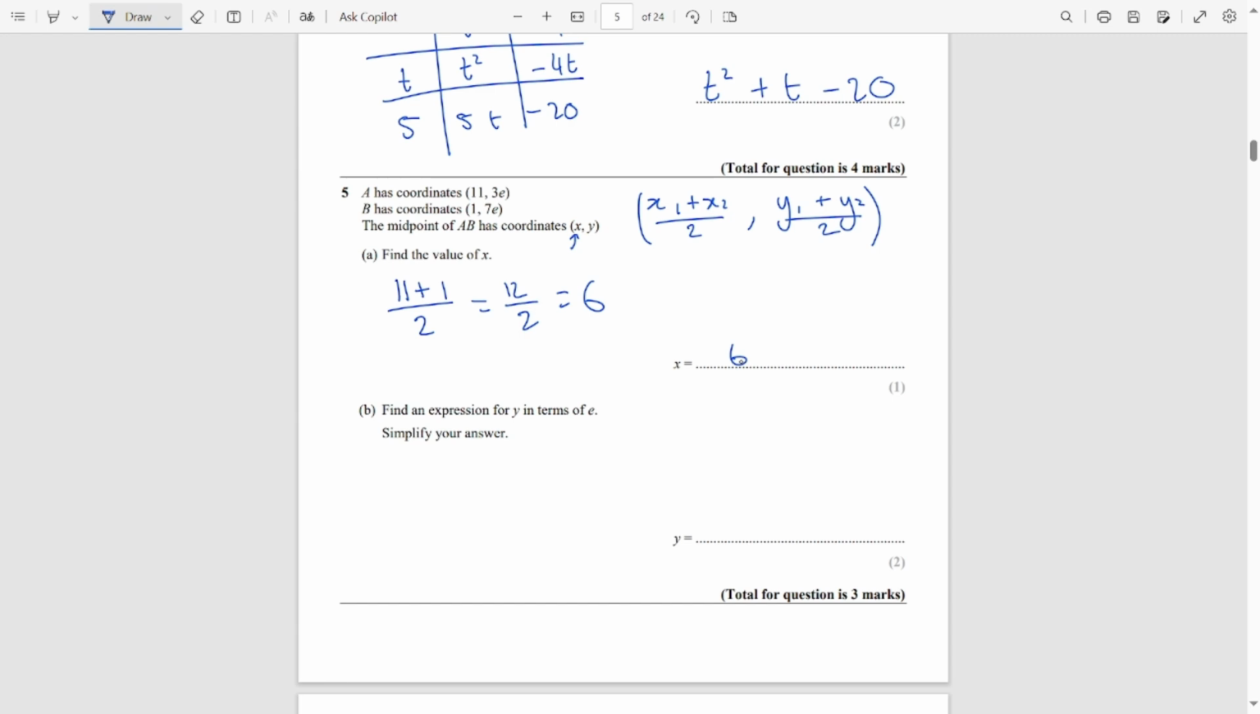Then we do the same thing for the y coordinates. So we're going to add together the two y coordinates and divide by 2. And so this is going to be 3e plus 7e, all divided by 2. 3e plus 7e is 10e, all divided through by 2. And then I can simplify that because I can divide 10 by 2 to just give me 5e. So y is equal to 5e, which is fine because it asks for an expression for y in terms of e, which I'm done. We're not asked to actually solve y completely.